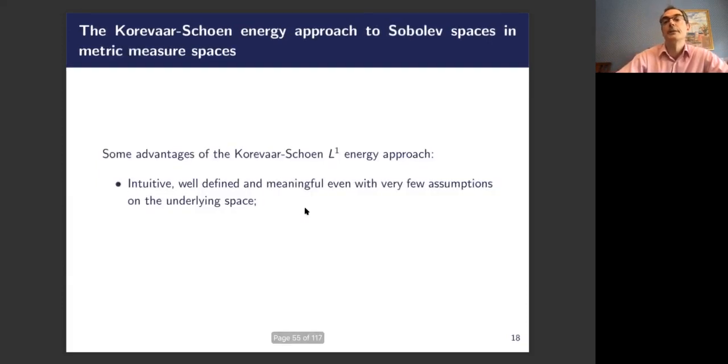But there are some advantages of the Korevaar approach, that is, of using these naive ideas that we had at the beginning. First, this is intuitive. Of course, if we think that the variation of a BV function should be the L1 norm of the gradient, we use a metric approximation of the gradient, and we look at the integral of this metric approximation. This is something which is very intuitive. This is well defined and meaningful in all metric measure spaces. That is, you can study, if you want, the scale of spaces given by the Korevaar energy in any metric measure space.